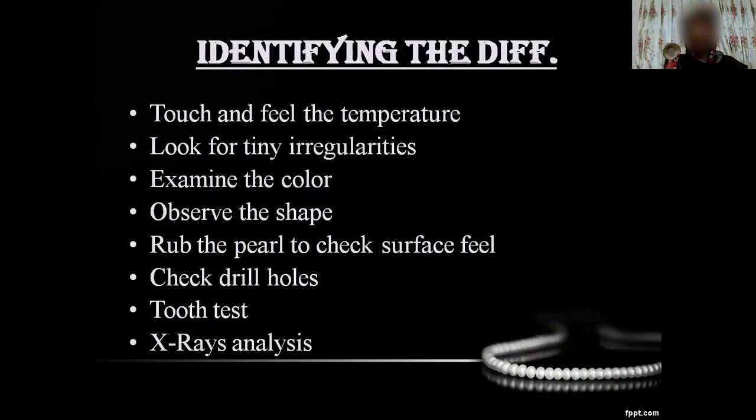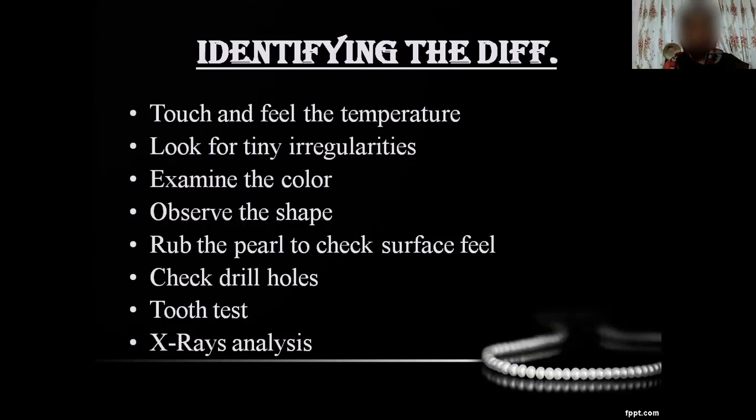Then observe the shape. Normally, natural pearls are not spherical. It's a very rare chance for a pearl to be spherical, but for imitation pearls, all of them are machine shaped, so they are in the same shape. Then rub the pearl to check the surface feel. The imitation pearl's surface feels very smooth, while the other one is not smooth. Then check drill holes. Drill holes for natural pearls are very small, but for faux pearls, these are larger. And there is discoloration at the site of the drill holes.